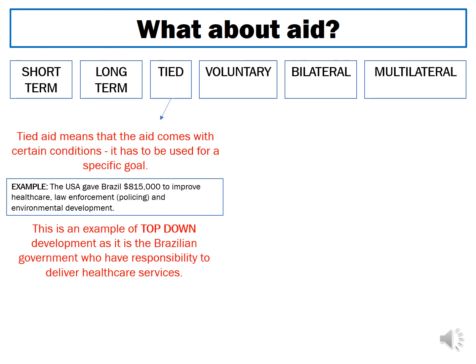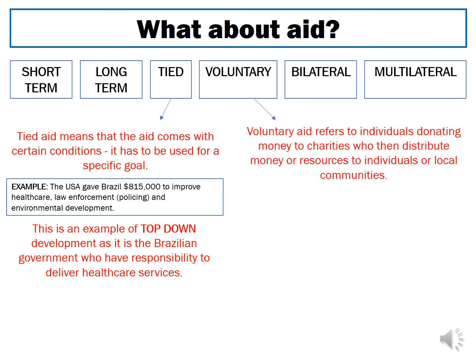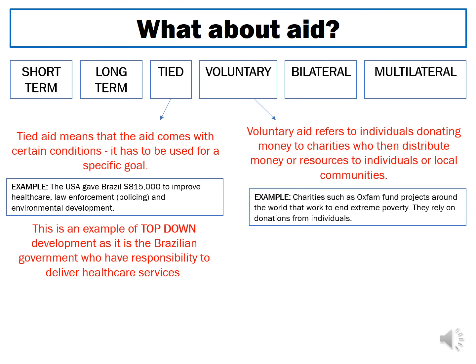As a contrast, if we look at voluntary aid, this refers to individuals donating money to charities who then distribute the money or resources that they've bought with that money to individuals or local communities. An example of this might be charities like Oxfam, who work to fund projects around the world in order to end extreme poverty. And obviously, Oxfam relies on donations from individuals.